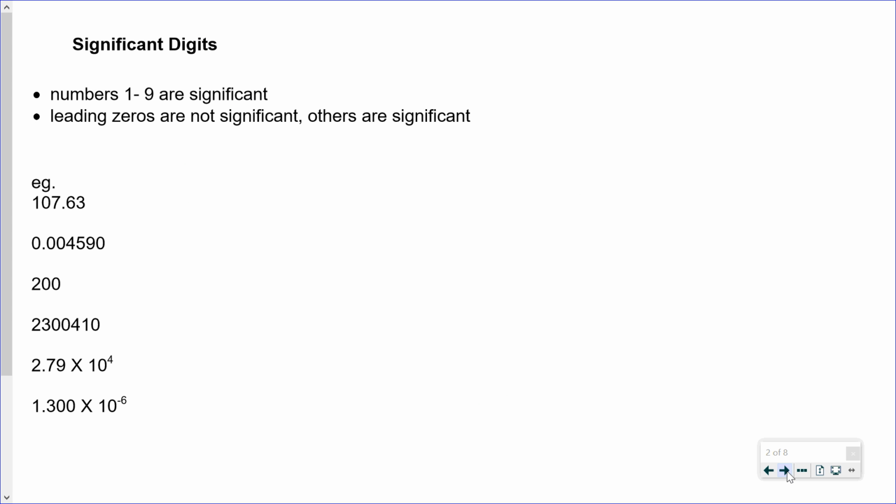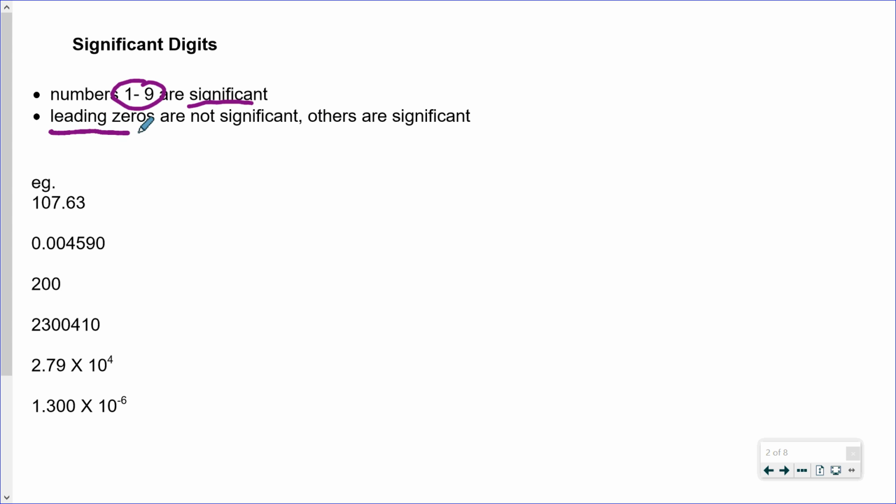If you are given a number, you will need to determine, for starters, how many significant digits there are in that number, because when you do a calculation, it's your original number of significant digits that typically will determine how many digits you can have in your final answer following a calculation. So here I just have a number of digits that we'll take a look at for examples, and this is what we say: numbers 1 through 9, we always count them as being significant digits.